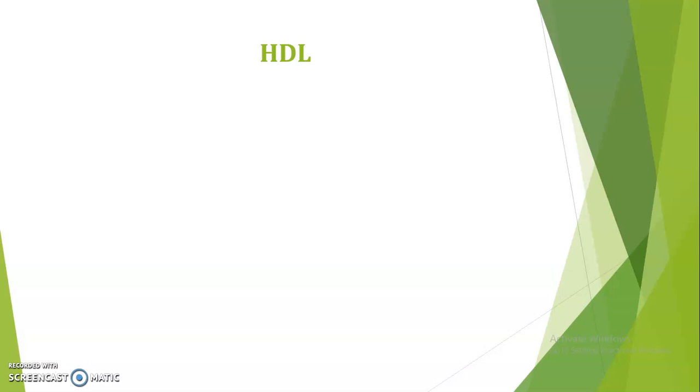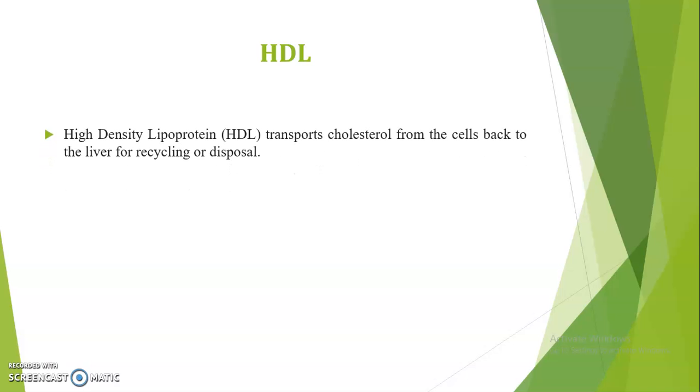Now the next and the last lipoprotein is high density lipoprotein, which is also known as the good cholesterol. High density lipoprotein transports cholesterol from the cells back to the liver for recycling or disposal. Means here you can see the difference. LDL will carry out the transportation of cholesterol from the liver to the rest of the organs, or from the small intestine to the rest of the organs, and the HDL will take whatever high amount of cholesterol is present from the cells back to the liver, and there it will be catabolized.